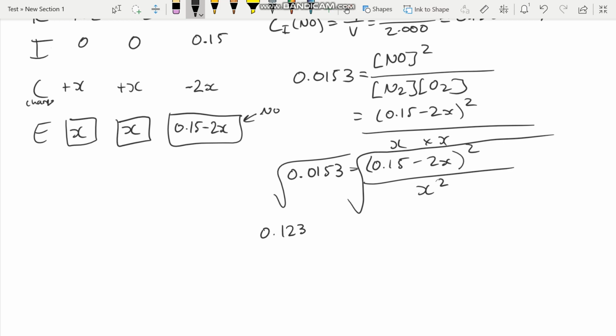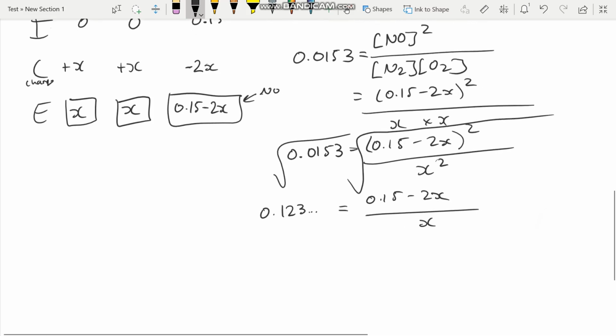0.123. I'm just going to do dot, dot, dot, because there are a lot of decimal places there. Dot, dot, dot means there are a lot more decimal places, but I can't be bothered to write them down. However, I will use them all in my further calculations. Because we've square rooted this, we've now just got 0.123... equals 0.15 minus 2x over x.